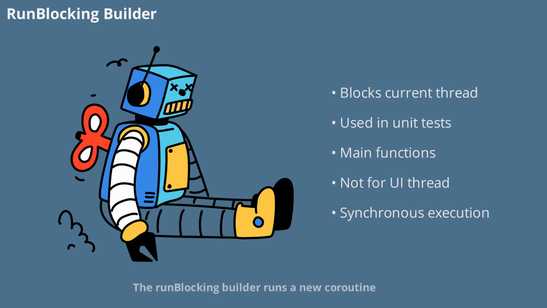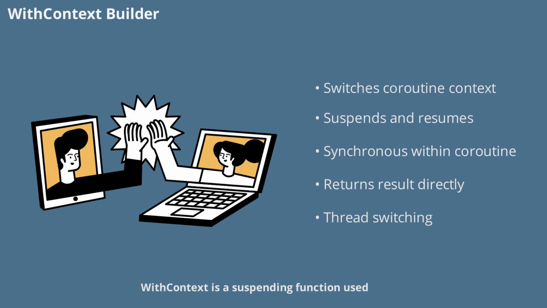The runBlocking builder runs a new coroutine and blocks the current thread until completion. It's mainly used in unit tests or main functions where suspending functions need to be called without a coroutine context. In Android development, runBlocking should be used sparingly, as it can block the main thread and cause UI freezes. This builder is useful for testing coroutine behavior or initializing data synchronously during app startup. withContext is a suspending function used to switch coroutine context within a coroutine.